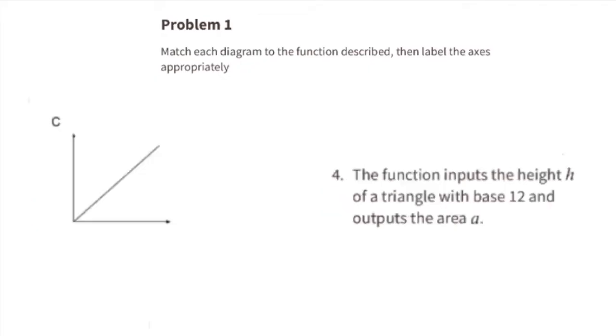Diagram C matches function 4. The function inputs the height of a triangle with a base 12 and outputs the area A. The horizontal axis or the x-axis is the height H, and the vertical axis or the y-axis is the area A. This graph shows that as the height of the triangle increases, the area of the triangle also increases at a constant rate.